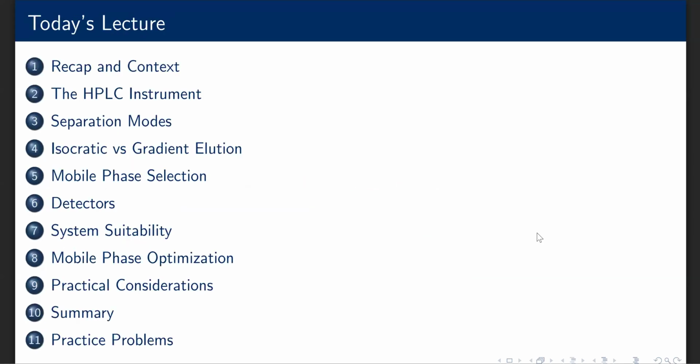In today's lecture, we'll follow this roadmap. We begin with a recap of fundamentals and context for why HPLC dominates. Then we walk through the instrument from solvent reservoir to data system, discuss separation modes, elution strategies, mobile phase selection, detectors, and system suitability. 3 new worked examples appear in the mobile phase optimization and practical consideration sections. Watch straight through first, then revisit specific sections as needed.